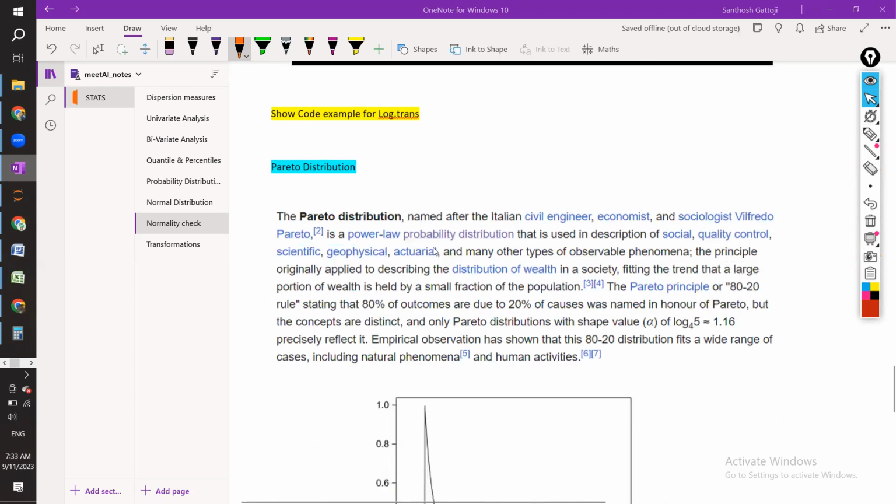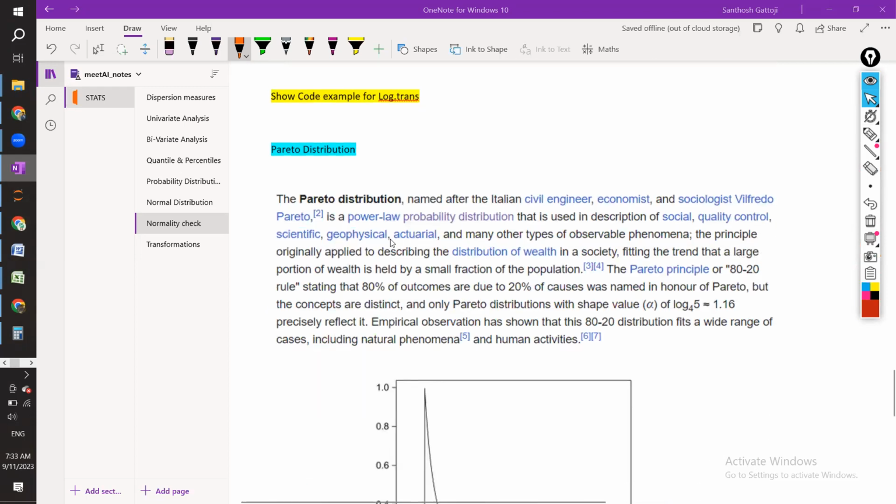Okay, fine. The last distribution which we are going to see is a small but very interesting distribution, very helpful for our practical purposes. It is called the Pareto distribution, guys.